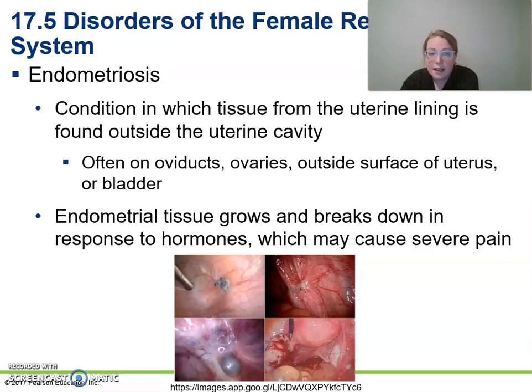And then endometriosis. This is where you have that endometrium, the uterine lining, not lining the uterus. Here we can see outside of the uterus, we've got this tissue forming. It can be severely painful. It can also cause problems with infertility.